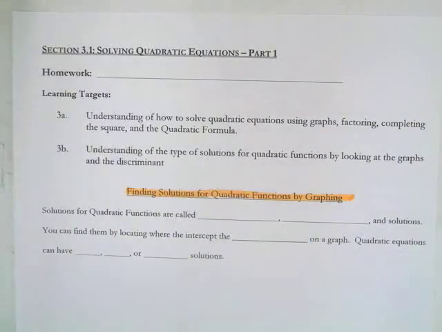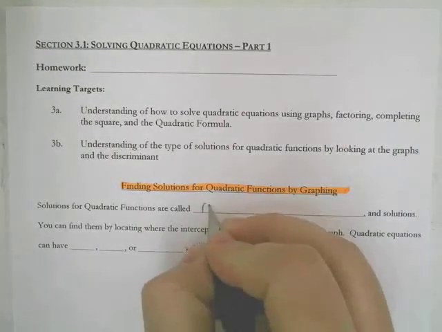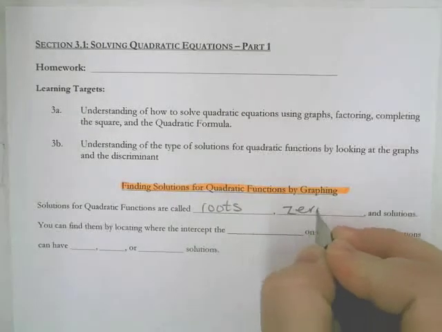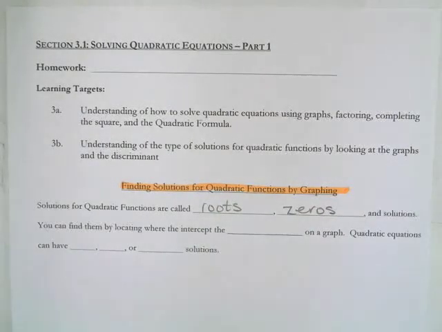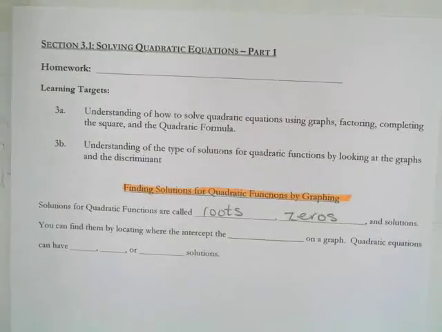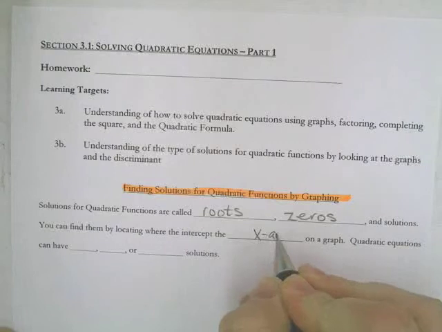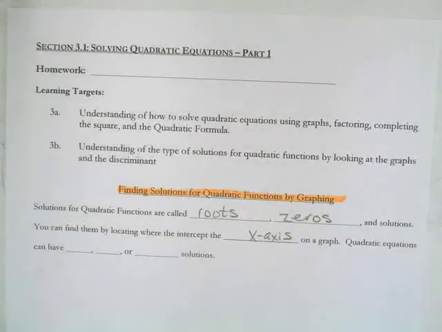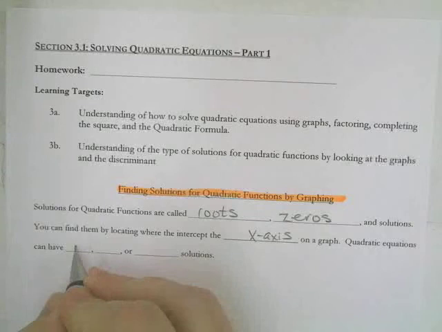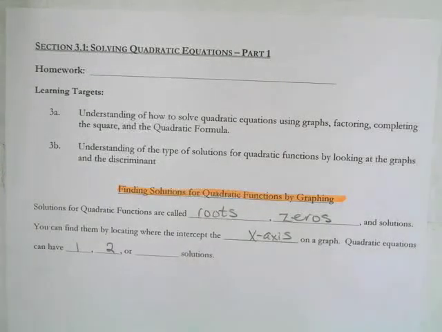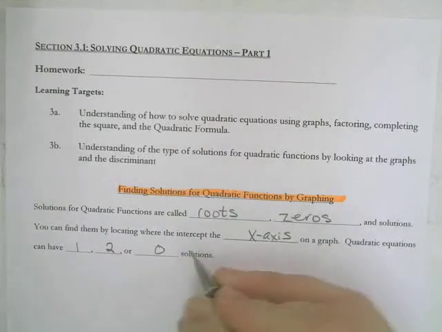So when you find solutions, one thing you have to know is that solutions for quadratic equations are called three different things. They're called roots, zeros, and solutions. They all pretty much mean the same thing. Okay? You can find them by finding where they intersect the x-axis on a graph. Quadratic equations can have one, two, or no solutions when you look at the graph.